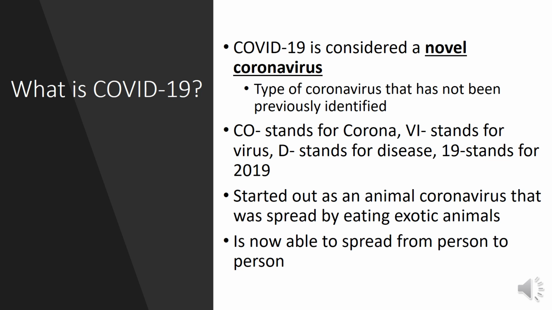So what exactly is COVID-19? COVID-19 is considered a novel coronavirus, which means that it was not previously identified. The virus was given its name by the World Health Organization. CO stands for corona since it's part of the coronavirus family. VI stands for virus, D stands for disease, and the 19 stands for 2019, which is when the virus was first discovered. The virus started out as an animal coronavirus and was only spread to humans if they ate that animal, but it has mutated and is now able to spread from person to person.